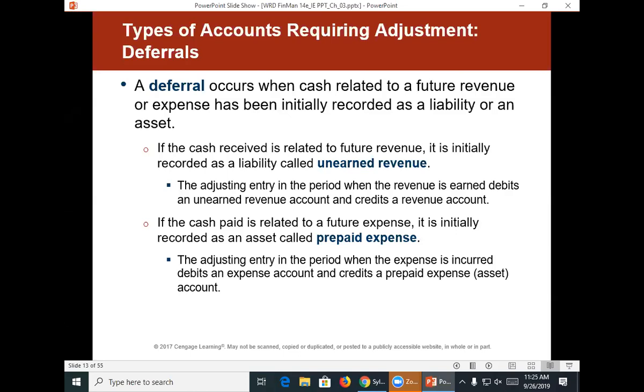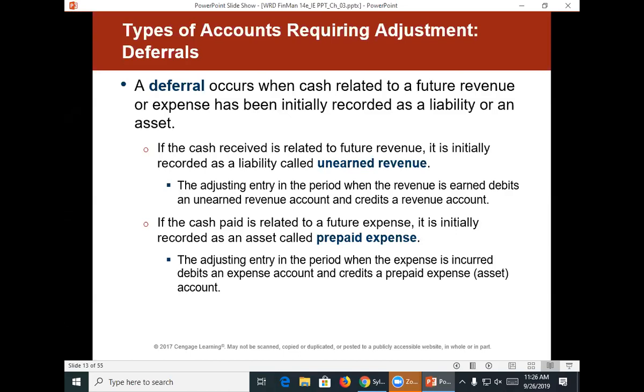So at the end of the year, we want to look at how many supplies have we used, how much rent have we used or has expired, or how much insurance has expired. And we want to expense out what has been used. Okay, so you always debit an expense account: supplies expense, rent expense, insurance expense. And you credit an asset. The asset depends on what's expired.